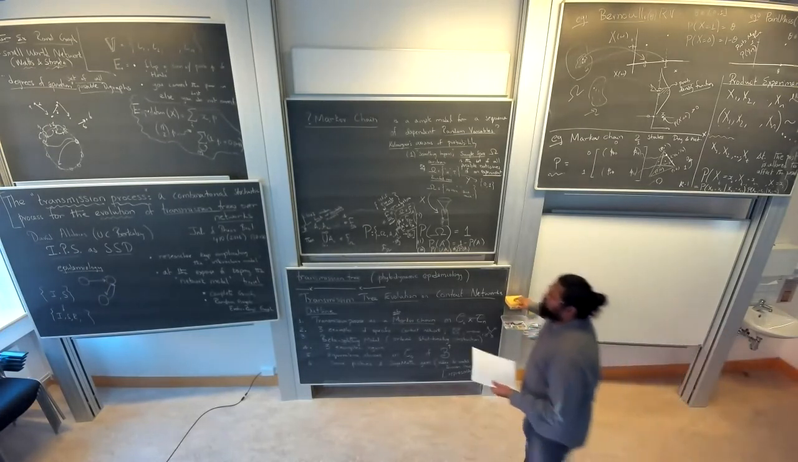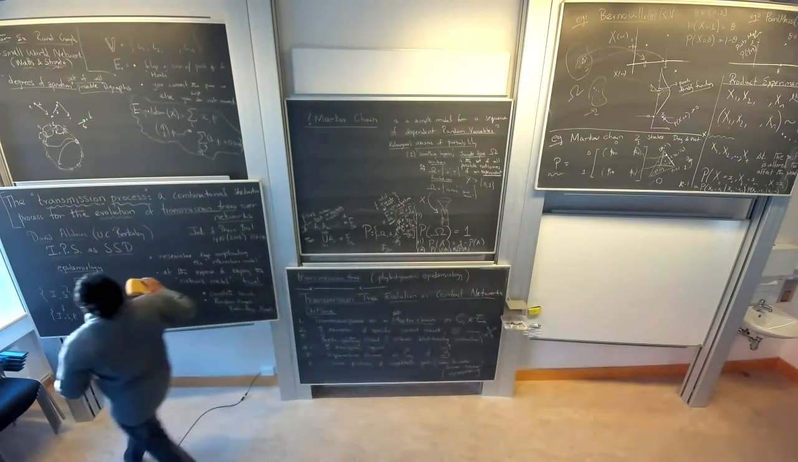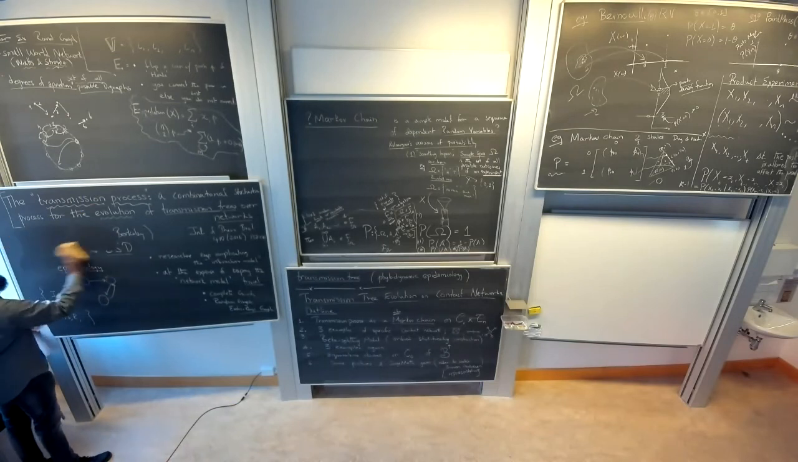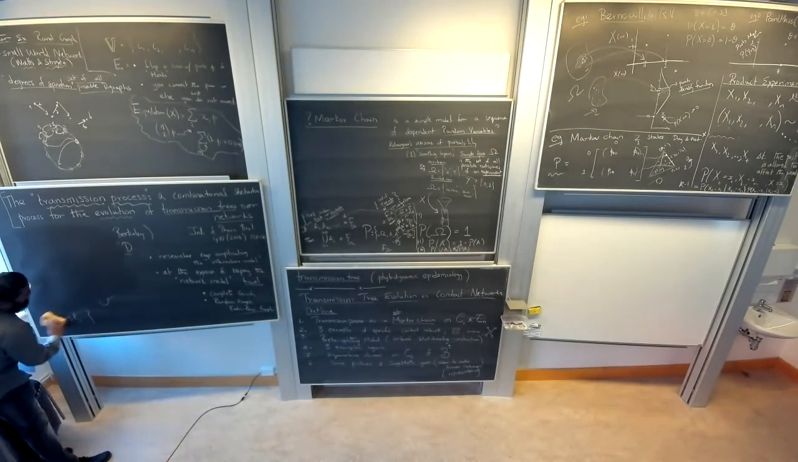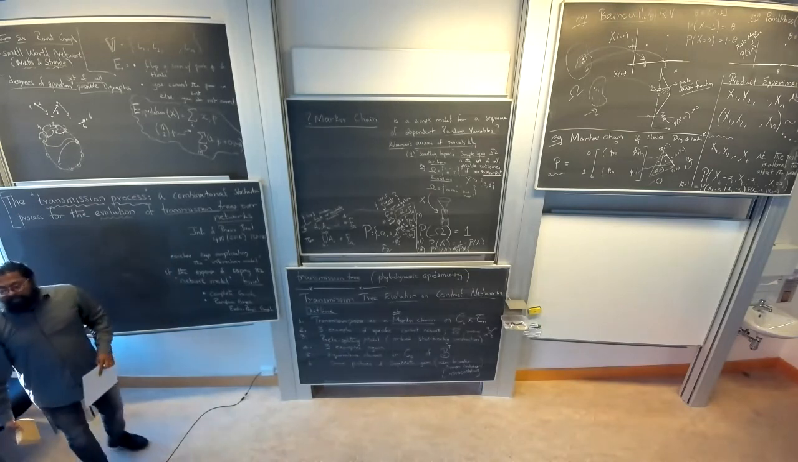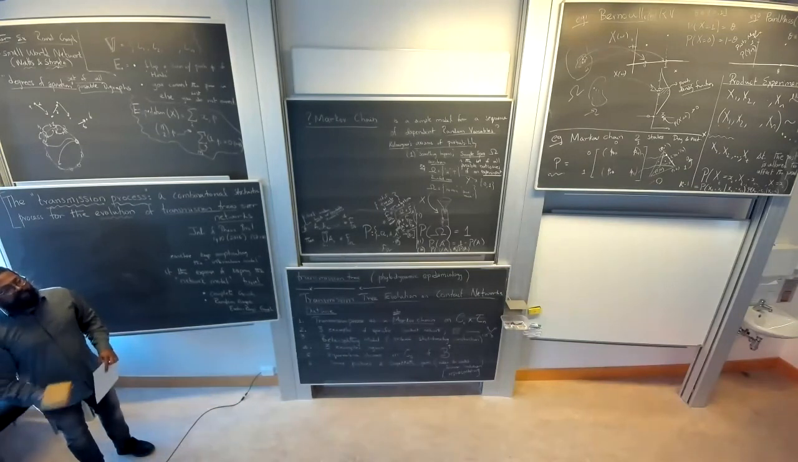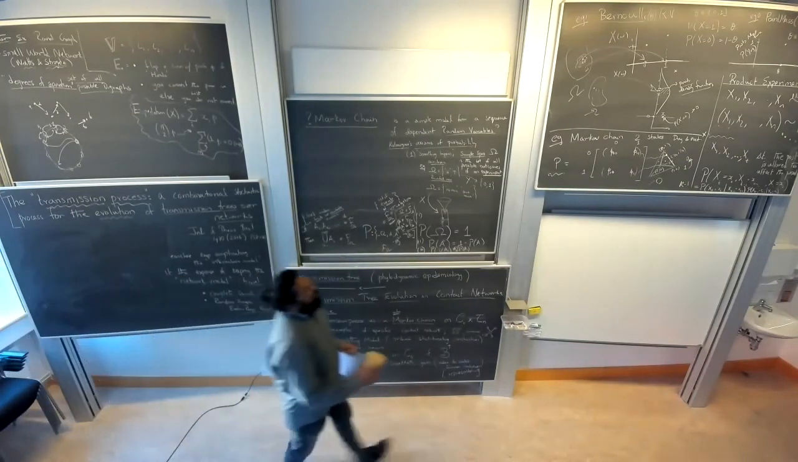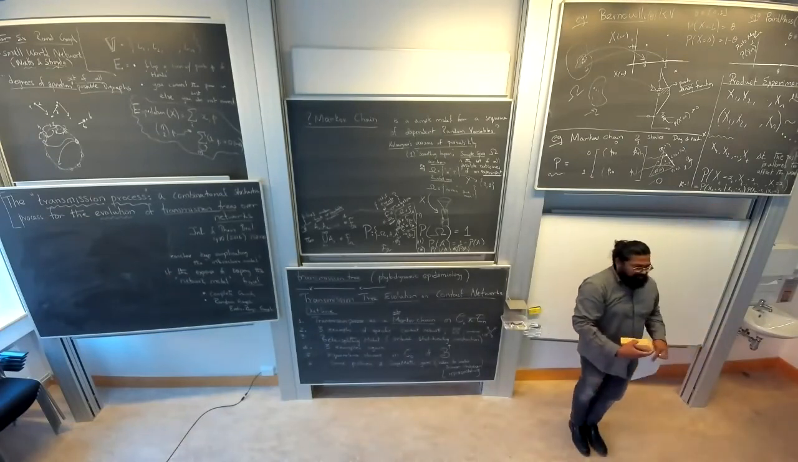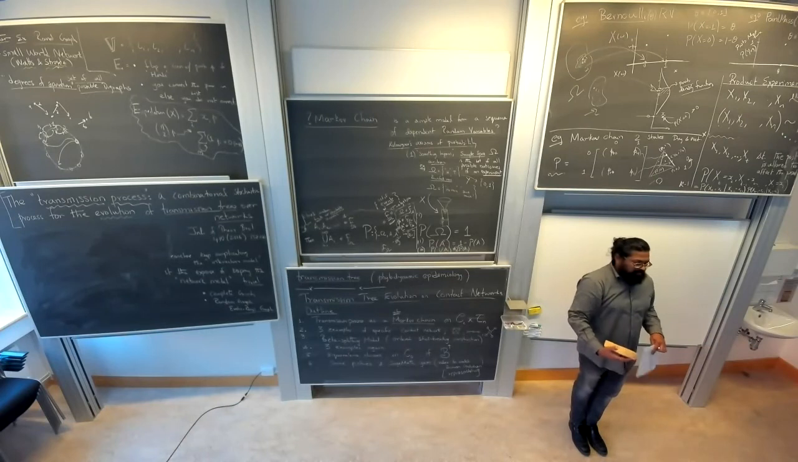So are there any questions up to now? Like the Markov chain, is that just probability that's depending on the past events? Yes. So the Markov chain is basically this: it allows us to talk about the future probability depending on the current probability, the current state.